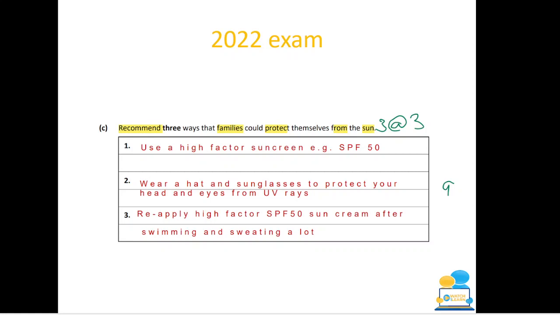So they're looking for a high factor sun cream, for example, SPF 50, okay? SPF 30 isn't high enough. You should be using factor 50. And in this case, you have to say a high factor, okay? So these are sample answers based on the marking scheme. You should wear a hat and sunglasses to protect your head and eyes from UV rays. Reapply high factor SPF 50 sun cream after swimming and sweating a lot, because when you're sitting in the sun, you're going to be sweating a lot because that's your body's way of cooling you down.